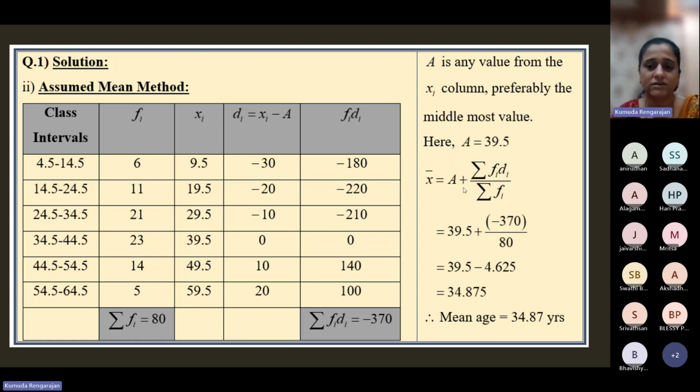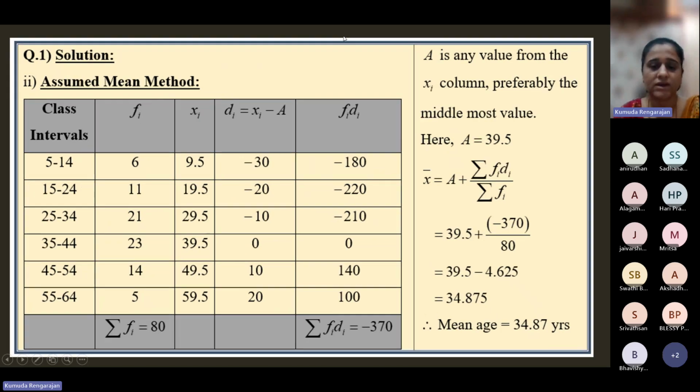Okay, let's see this slide where we have not made them continuous. Same question using the assumed mean method. So you can see the class intervals here. We have not made them continuous. We have to always generate the xi column. Always to find mean, you should find the class marks. After writing class intervals and frequencies, generate the class marks, xi.